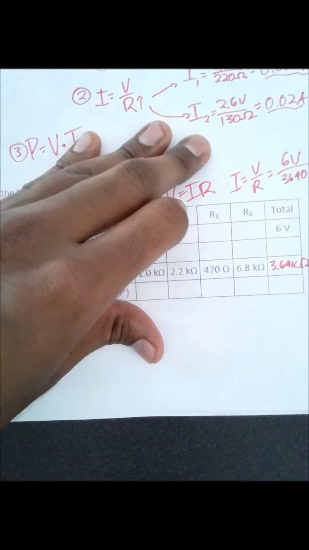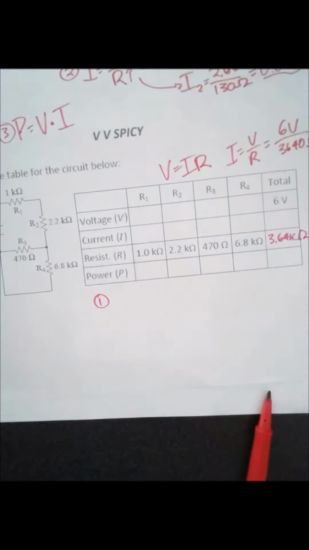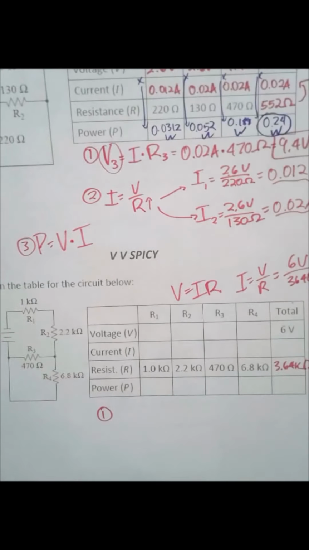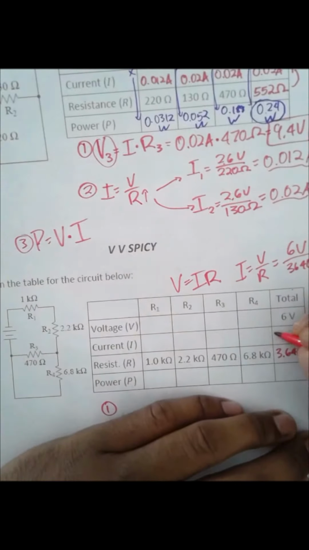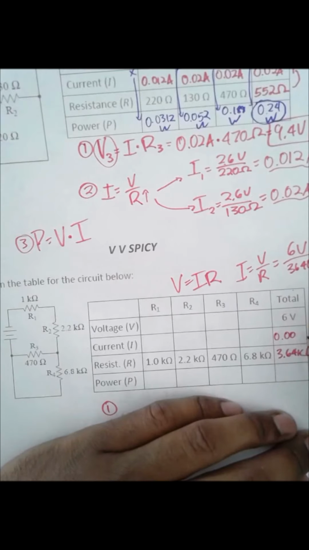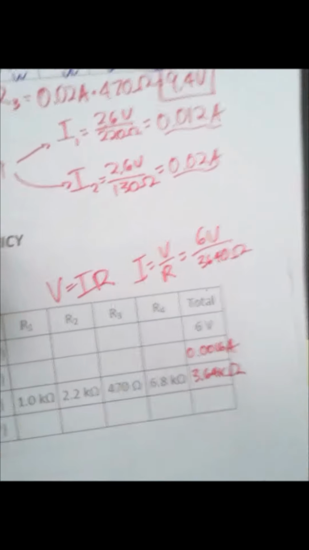And so then we got ourselves a current of 6 divided by 3640. Pretty small. So 0.0016 amps. Yeah, with great resistance comes very little current.